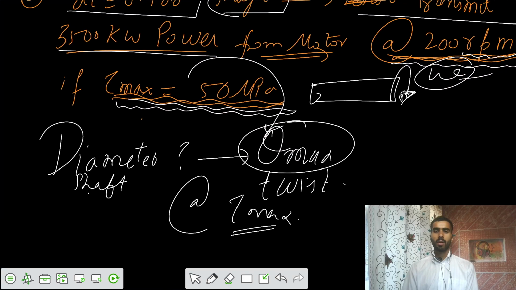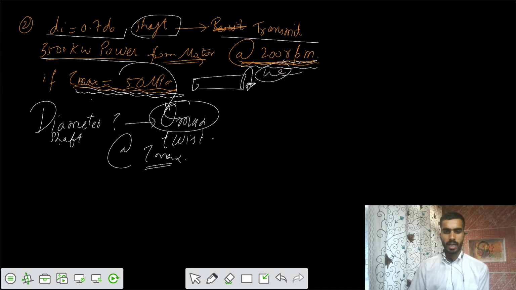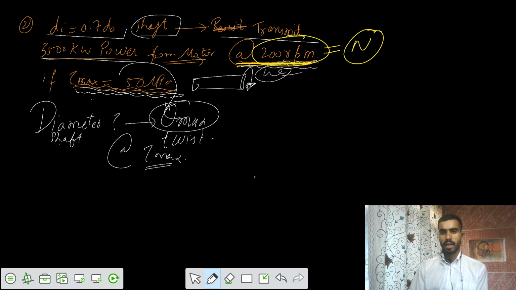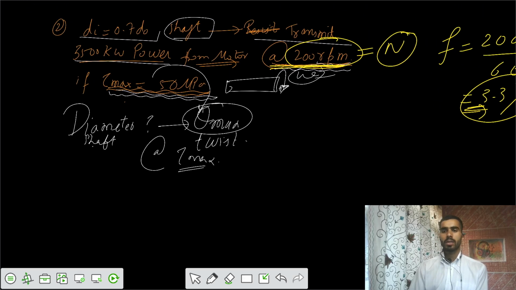Now from the problem we are given that n, the number of revolutions per minute, is 200 rpm. If you ask what the frequency is, this is the number of revolutions per minute, and if you divide by 60 seconds, we get some value of 3.3 per second. So the number of revolutions per second would be about 3.3. So you got this one.